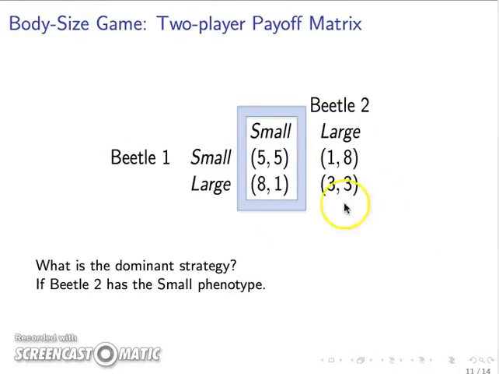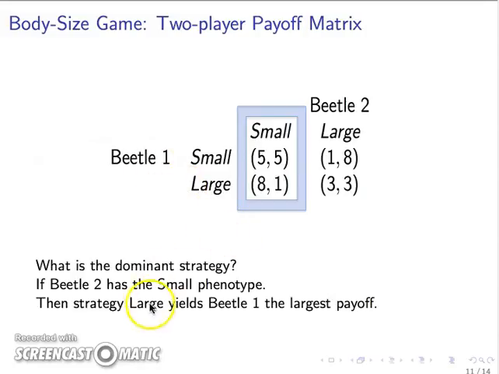Now let's assume that beetle 2 is locked in with the small phenotype, the phenotype of small body size. And so if that is the case, we do the same type of thing. If beetle 1 has small size, then the scenario is this, 5 units for each. But if beetle 1 has a large size, then the outcome is 8-1. So beetle 1 would get 8 units. So the strategy large yields beetle 1 the largest payoff.